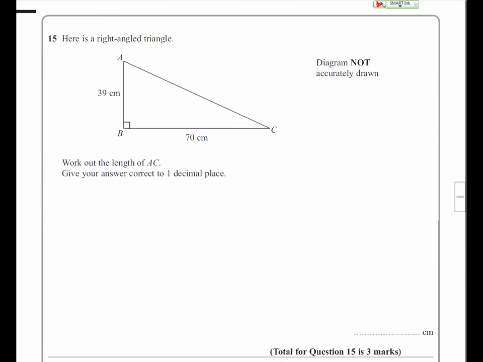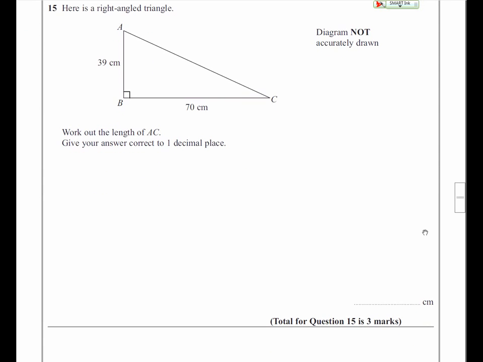Question 15. Here is a right angled triangle. Work out the length AC. Give your answer correct to 1 decimal place. So it's a right angled triangle, and you've got a calculator in your hand. At least I have anyway. I can't see you, but you might do.